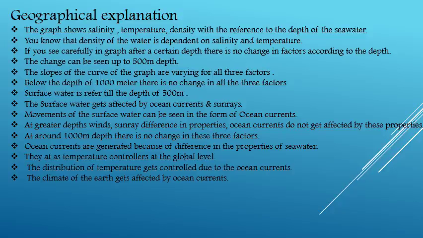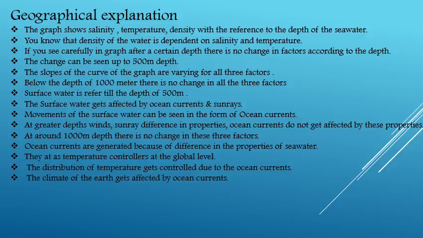Ocean currents are generated because of the difference in the properties of the sea water. They act as a temperature controller at the global level. The distribution of the temperature gets controlled due to the ocean currents. The climate of the earth gets affected by the ocean currents, and these ocean currents get affected, children, by the upper layer of the surface of the sea water or the ocean. So this is the surface temperature of the sea water, whereas when you go in the depth, it is not at all going to affect.